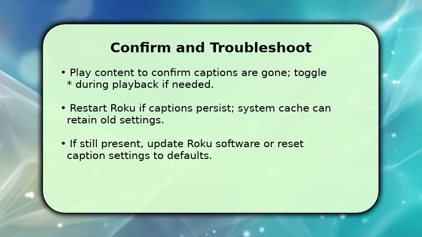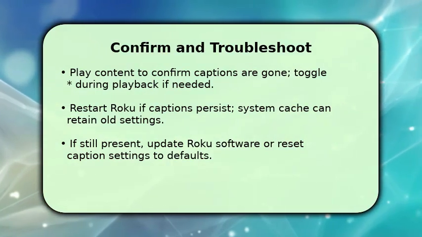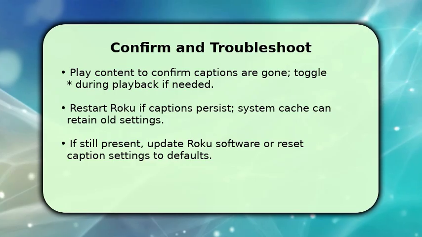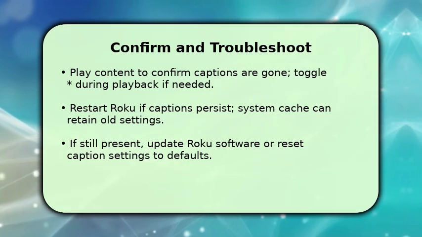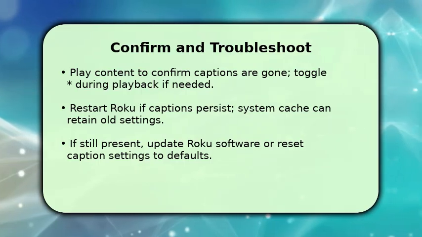You finish by verifying the change. Play a show and watch for captions. If they still appear, press asterisk during playback to toggle captions quickly. This helps identify app-controlled subtitles.